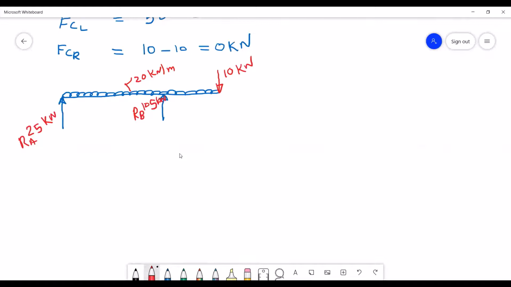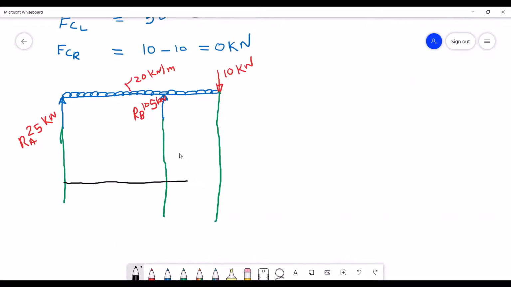Now let us start to draw the diagram here. We will extend this point to here, and C also we have to extend. Then draw the baseline now. We are drawing the baseline now. And here, we are not going to mark by taking a scale. On an approximation, you can mark what is RA. RA is 25, so this is 25.